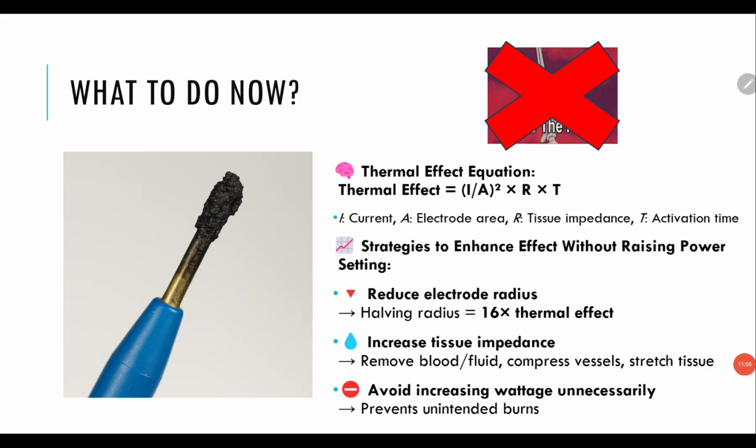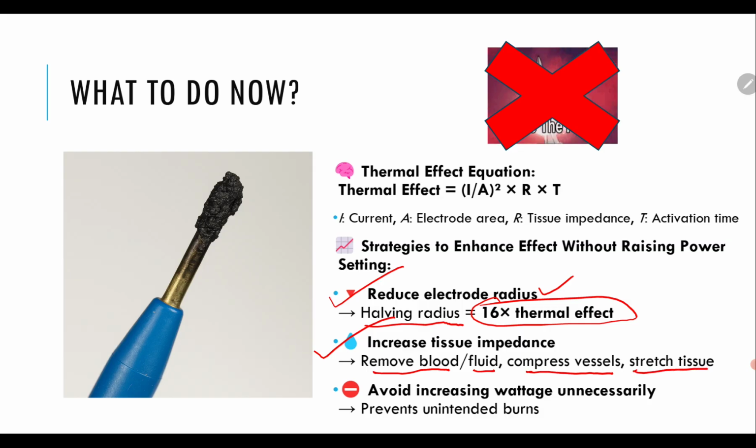So what to do, how to enhance the effect without increasing your power? We have to reduce the radius of the electrode tip; halving the radius increases the thermal effect 16 times. And increase tissue impedance. How do you increase the tissue impedance? Remove the blood, remove the fluid, compress the vessels, stretch the tissue, and avoid increasing the power unnecessarily, to prevent unintended burn. Okay.